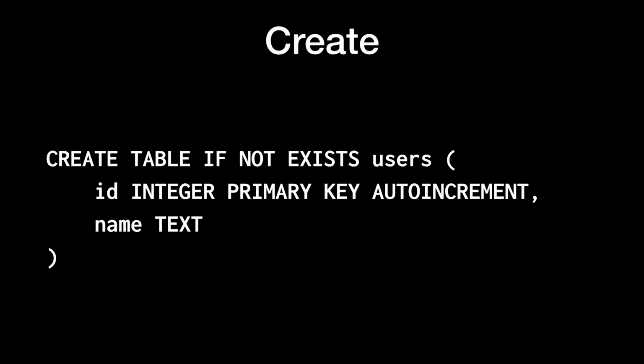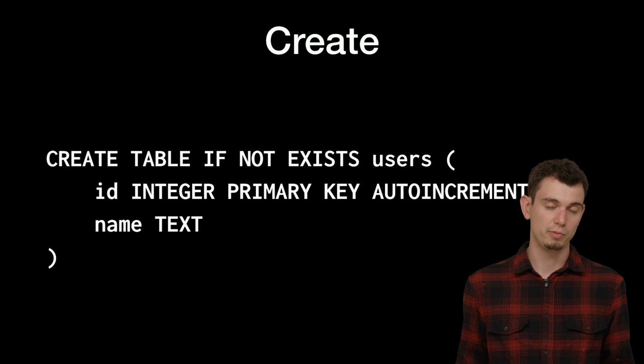So to start, let's quickly take a look at a few of the different types of queries that you might write. The first one is a create query. A create query is used to create a new table in the database. When you write a create query, you're going to specify the name of the table you're creating, the columns in that table, and the types of each column.